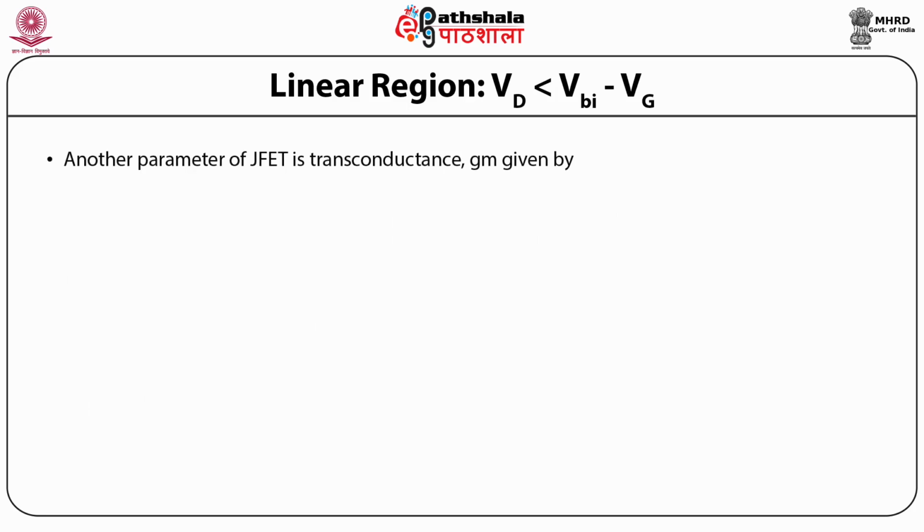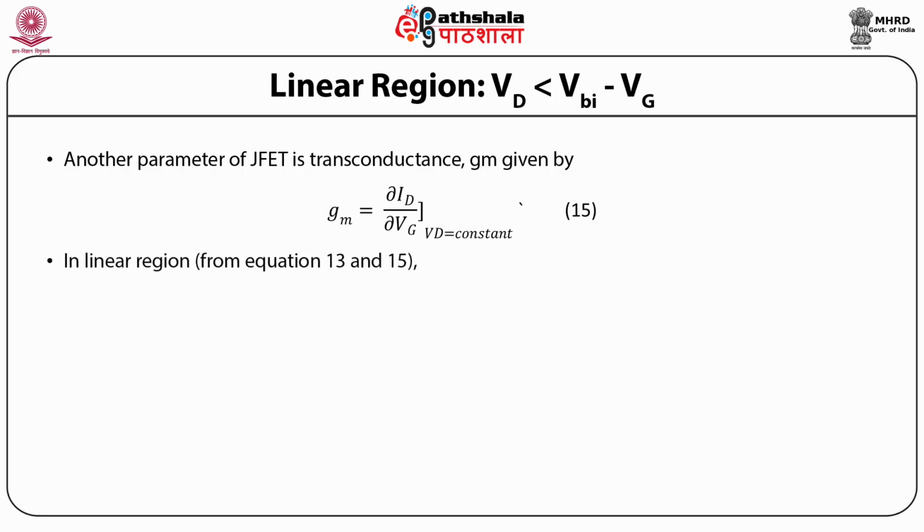Another parameter of JFET is transconductance, which is GM, and it is equal to del ID by del VG at VD constant. And in the linear region, this is equal to IP by 2VP square multiplied by 1 minus ((VBI minus VG) by VP) to the power minus half, multiplied by VD.